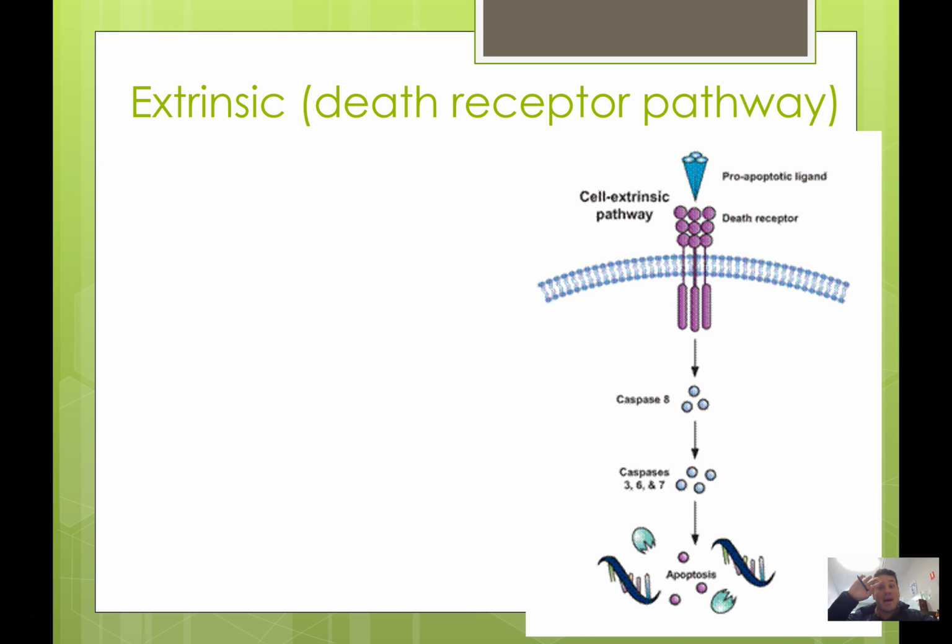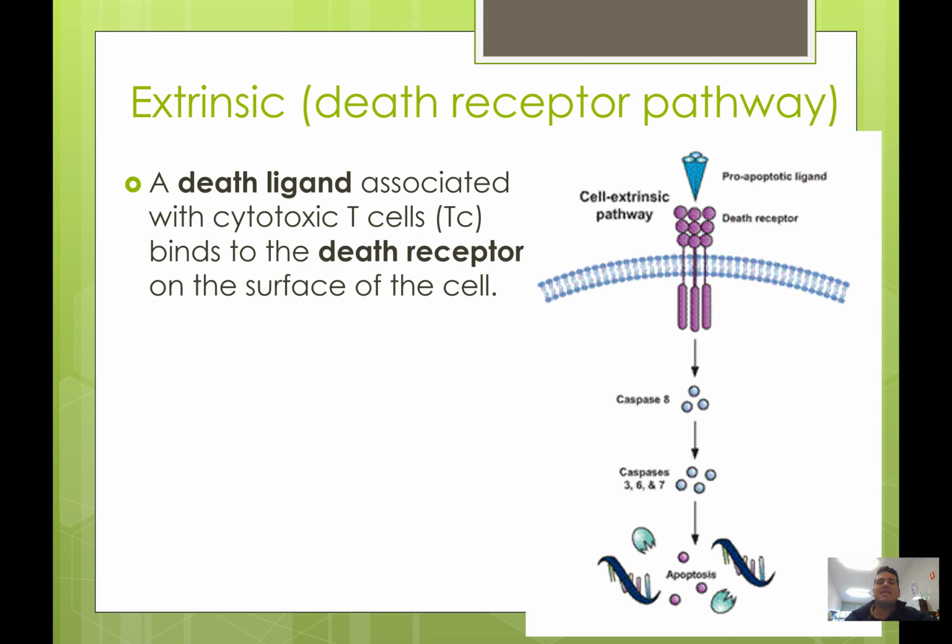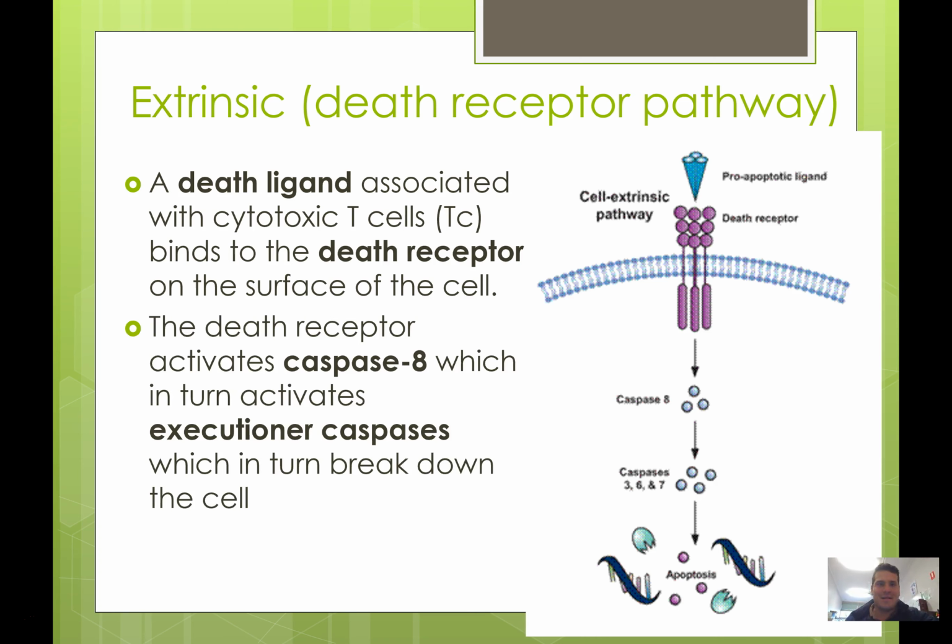The extrinsic pathway, or the aptly named death receptor pathway, is when we get a death ligand. Remember, a ligand is a type of signaling molecule that has a specific receptor for it. So this death ligand, which is associated with cytotoxic T cells, which is a type of white blood cell, is going to bind to the death receptor on the surface of the cell. And here is what we have happening. Here's the death ligand, and here's that death receptor.